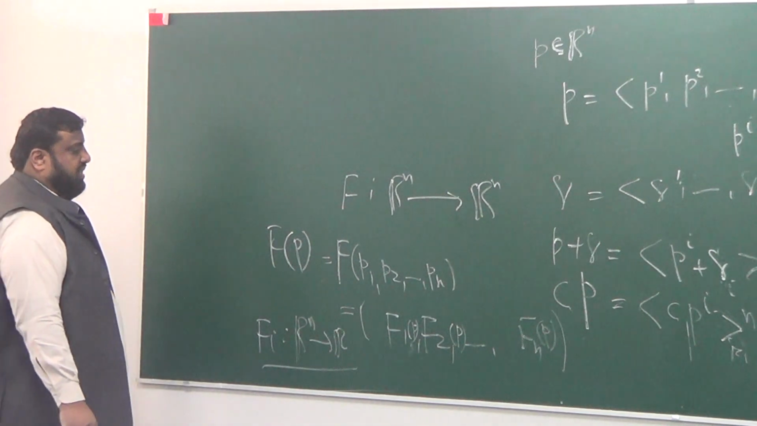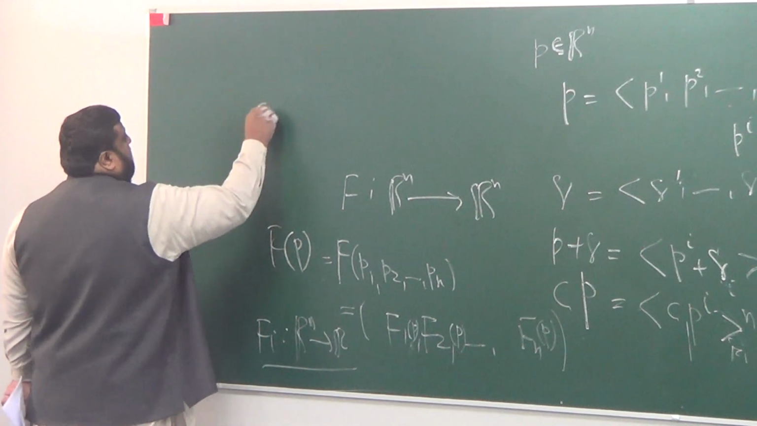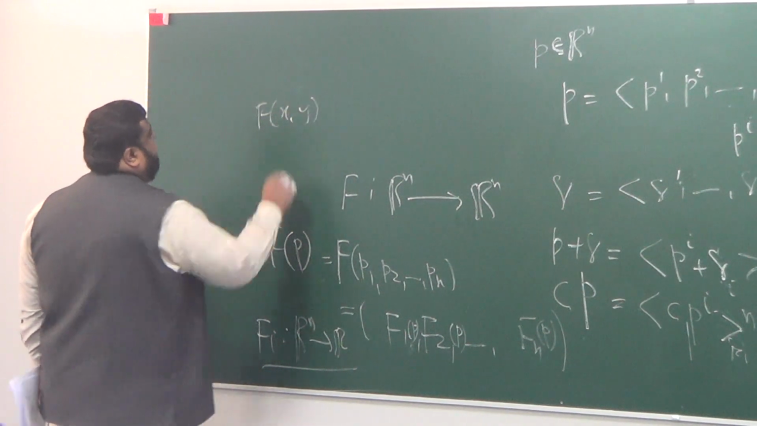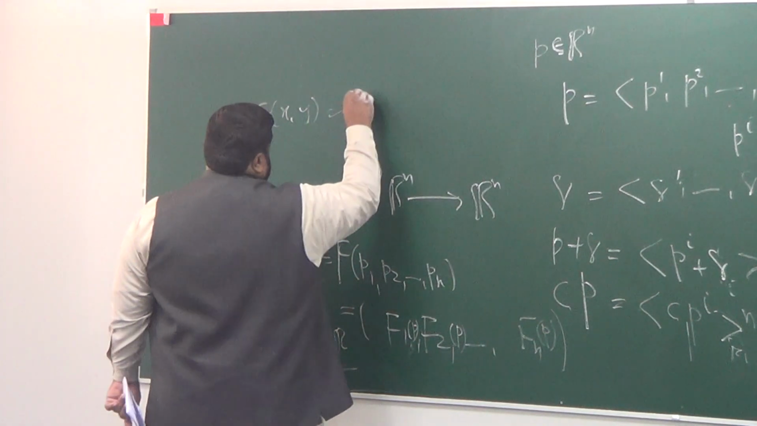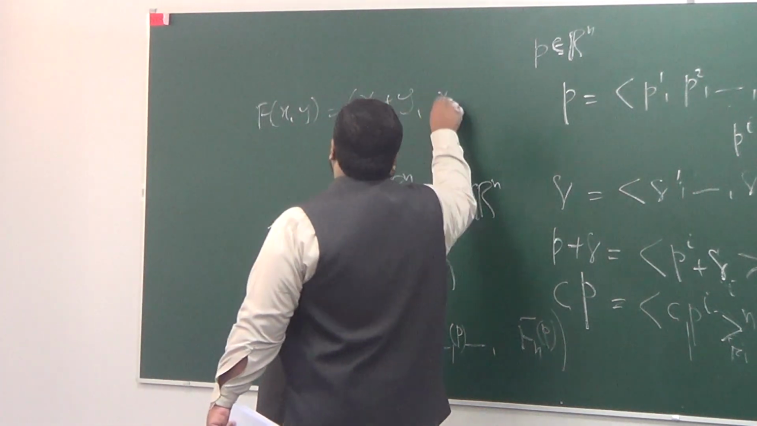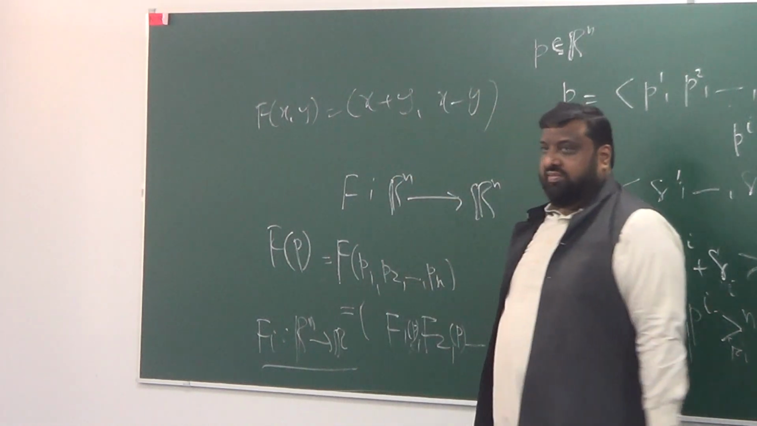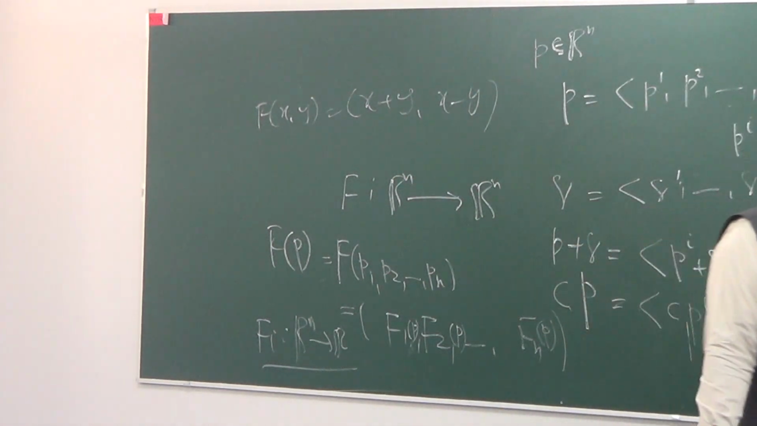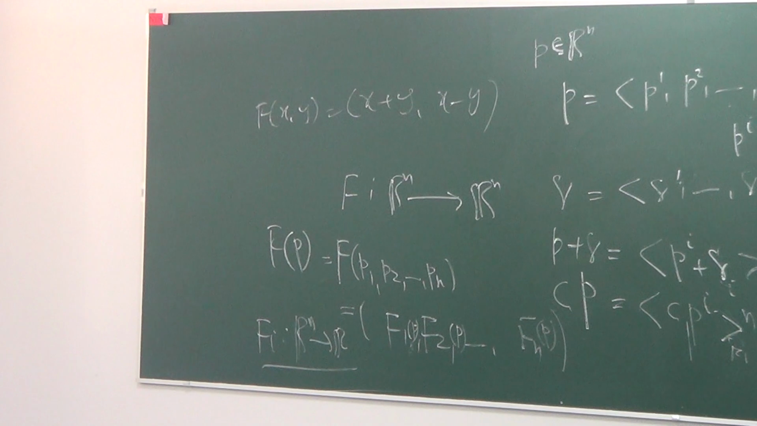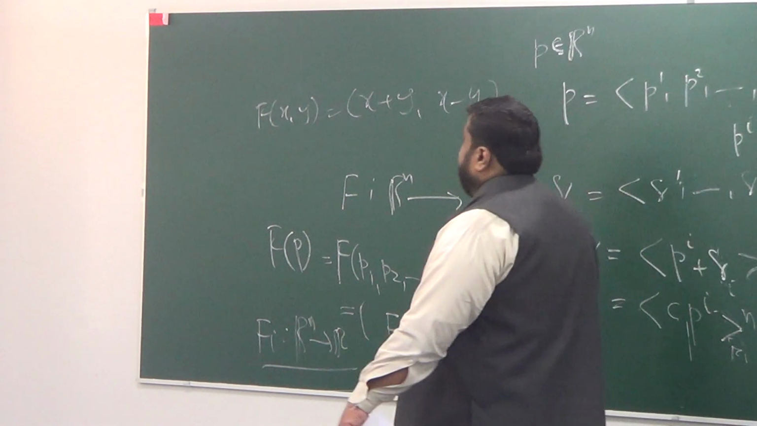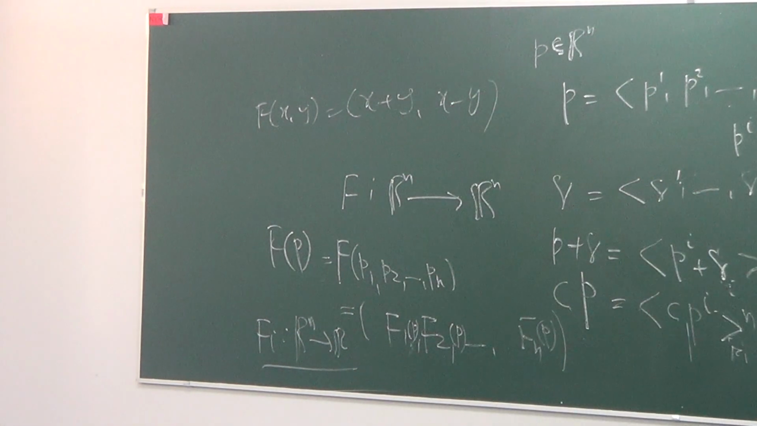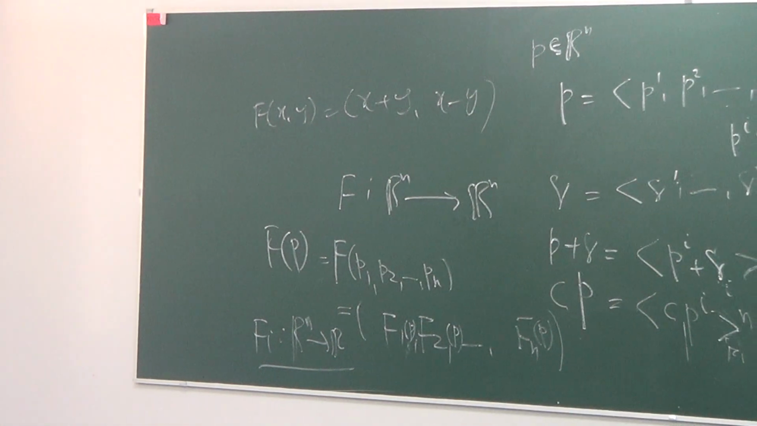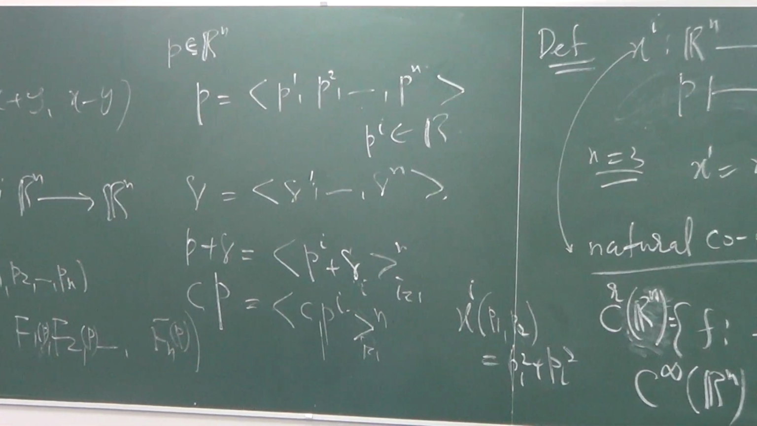Fi's are the maps from Rn into Rn. Give me an example of it. So what would be the example of x, y equal to the vector x plus y, x minus y? Something like that. That's an example. Are you getting the point? This is kind of a continuous assignment of points to the space.